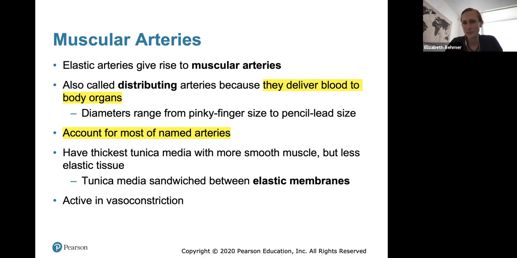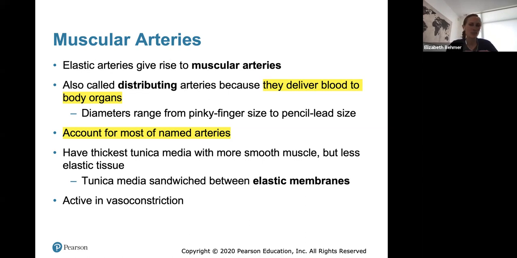These are called distributing arteries because they deliver blood to all of the body organs. So for example, renal arteries are muscular arteries. Many of them are named for the organ that they deliver blood to. So renal arteries deliver blood to the kidneys. The diameters range from pinky finger size to pencil lead size.